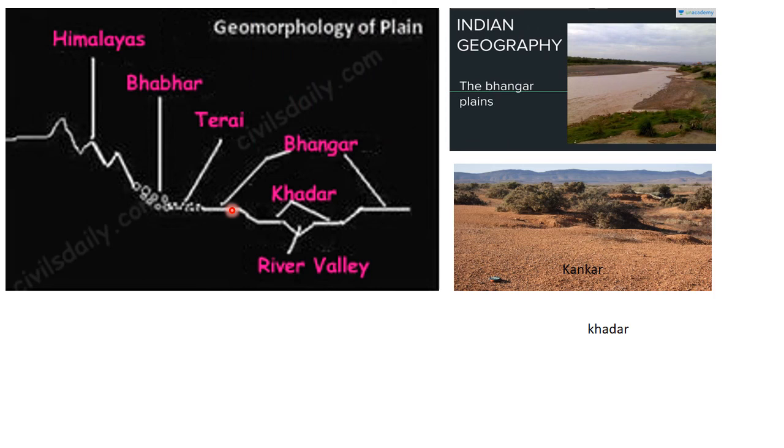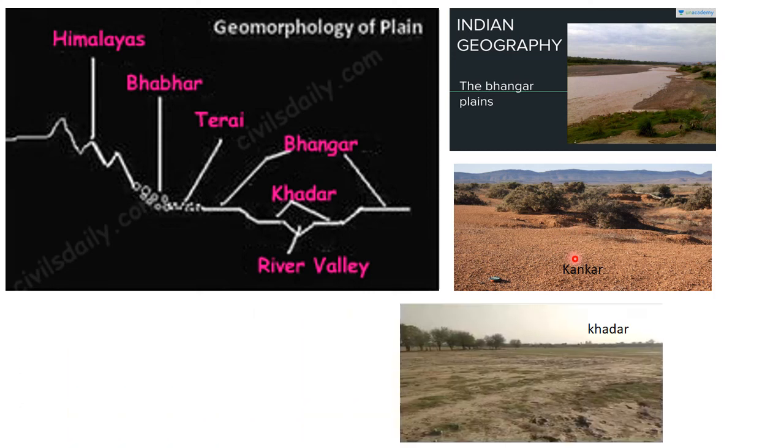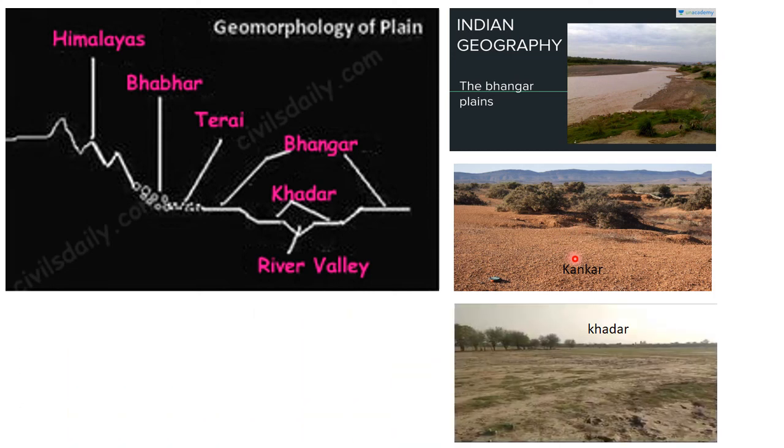Then comes the Kankar. The picture is showing here. Somewhere here lies the Kankar, and picture wise the Kankar region looks like this. And finally, Khaddar. The newer and younger deposits of the flat plains are also known as Khaddar.